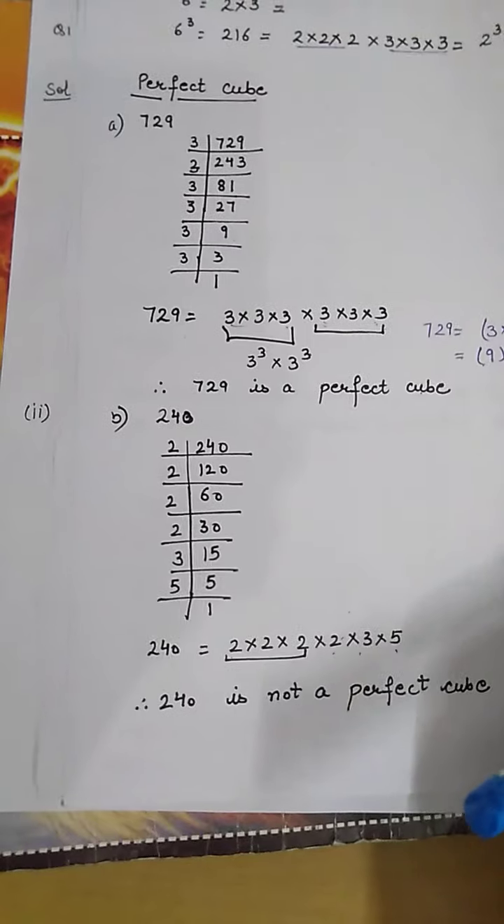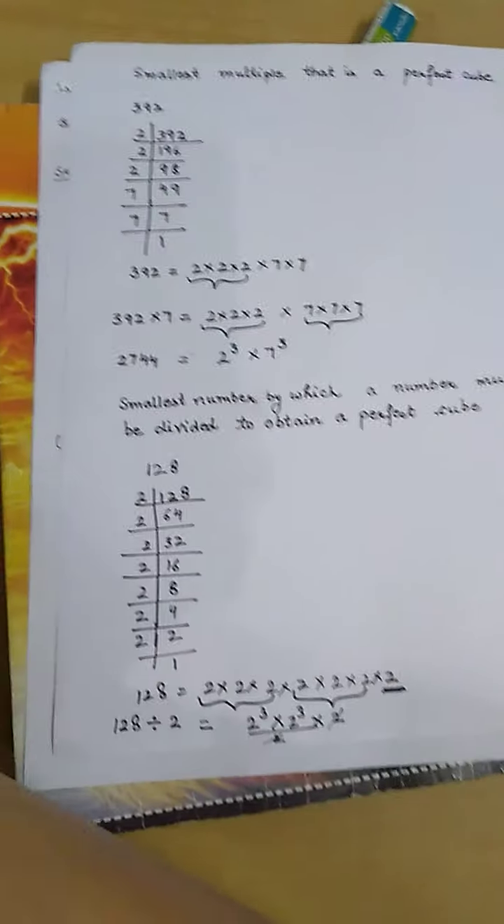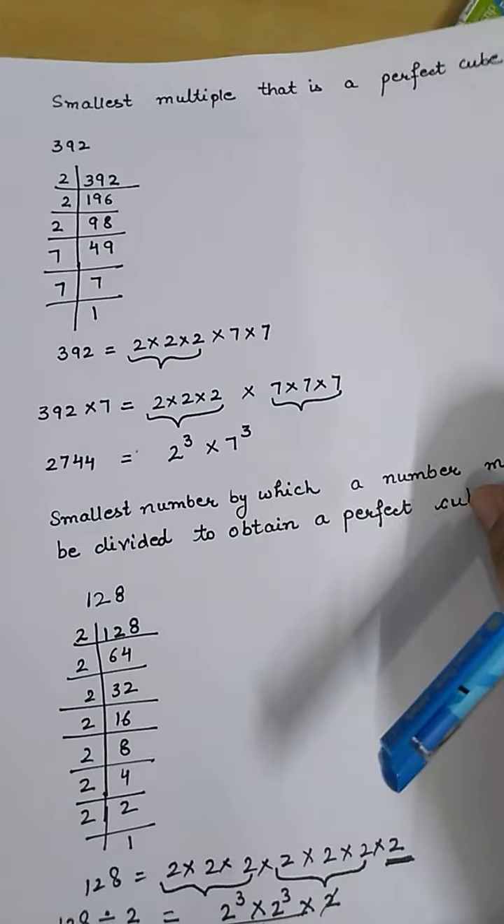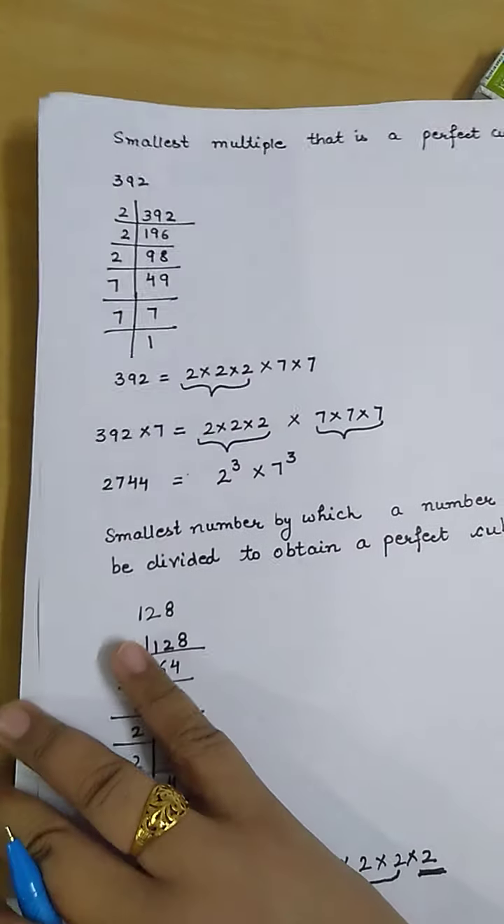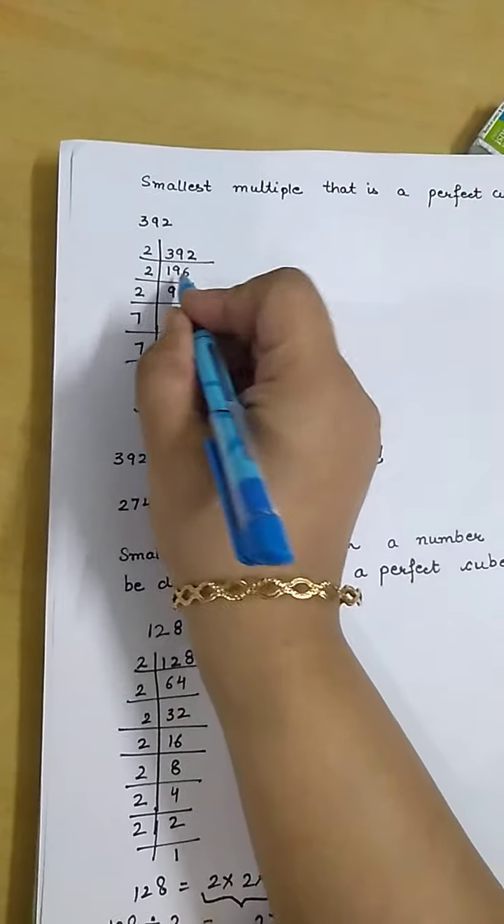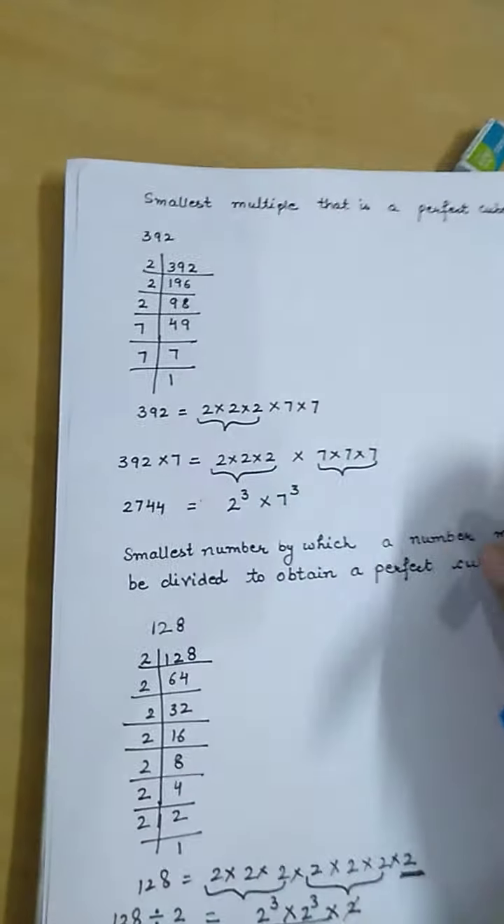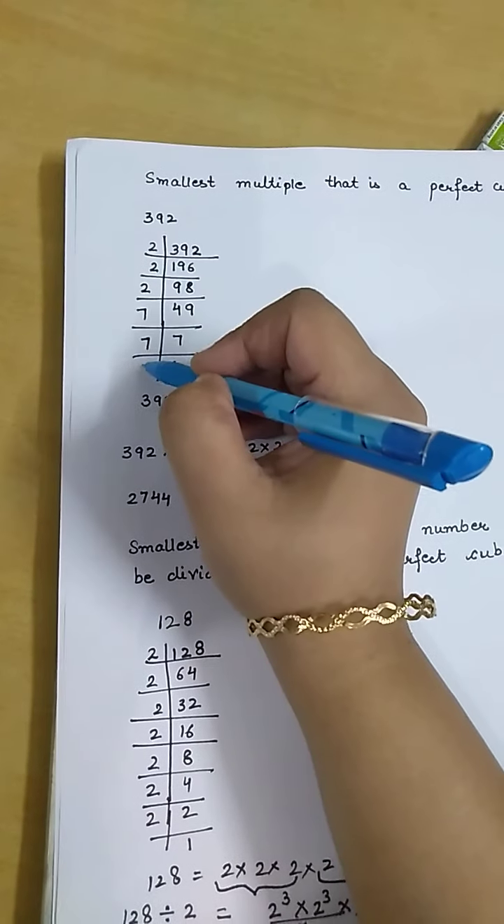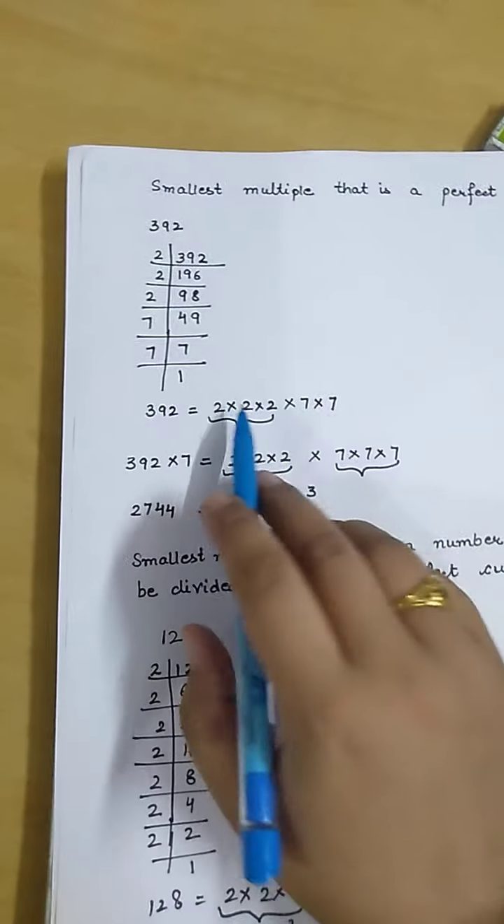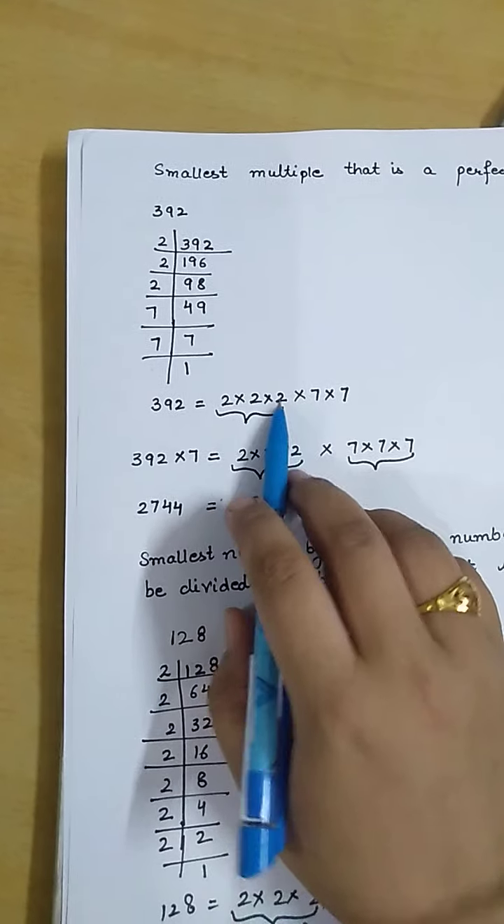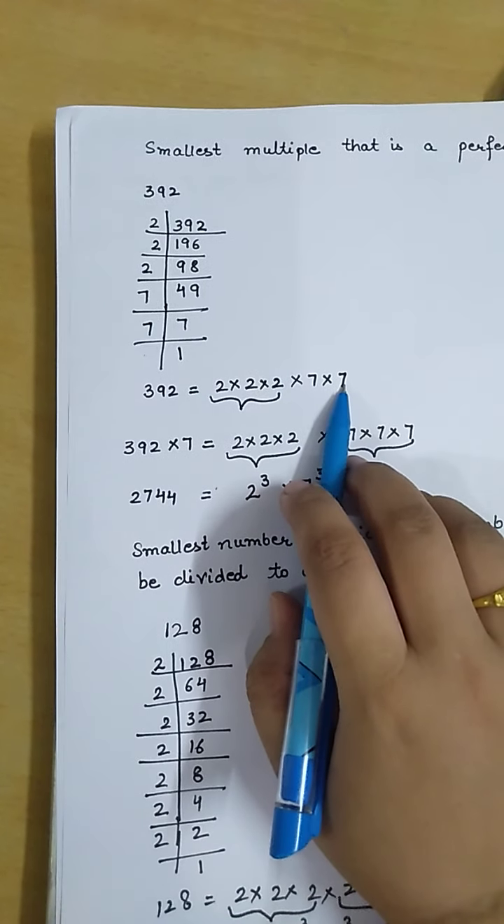So similarly, students, now how to learn? We will learn how to make a number a perfect cube. So how to make 392 a perfect cube. First we will find the prime factors of it. It will give you 2 into 2 into 2 into 7 into 7.